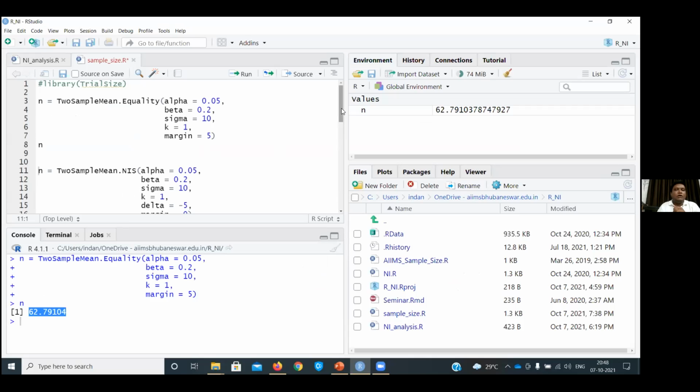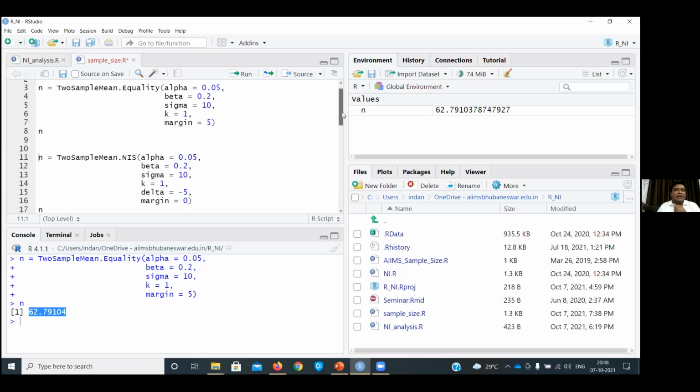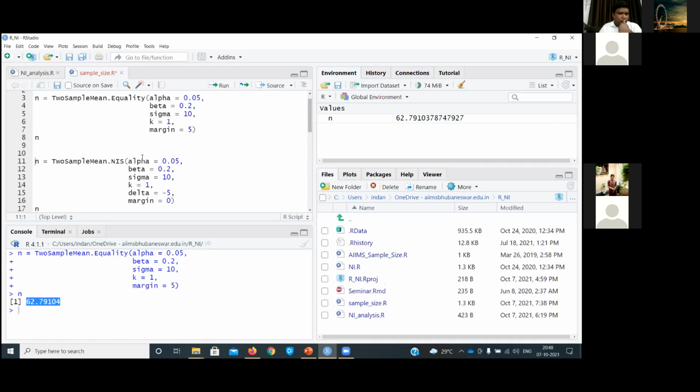Okay, now you can see that we will be using a similar strategy to calculate the sample size for a non-inferiority study. Here, equality means it's a superiority study. That's what the code means in this command. Here, NIS is either non-inferiority or superiority margin. Okay.